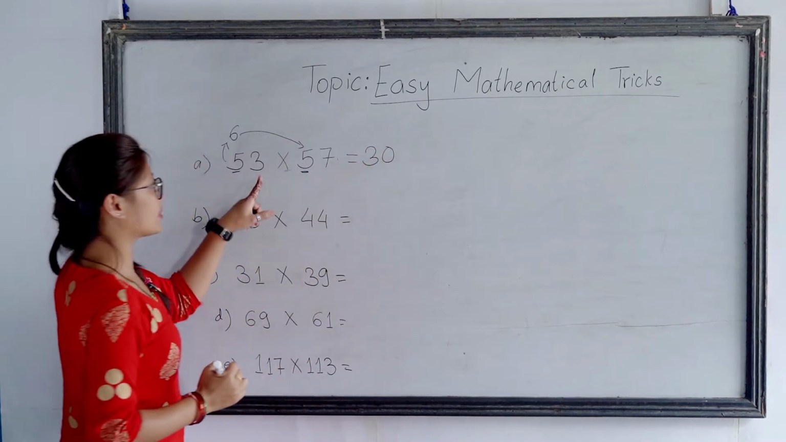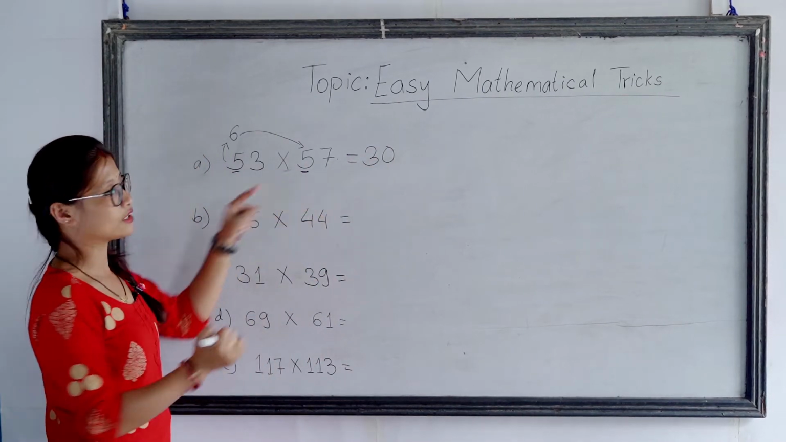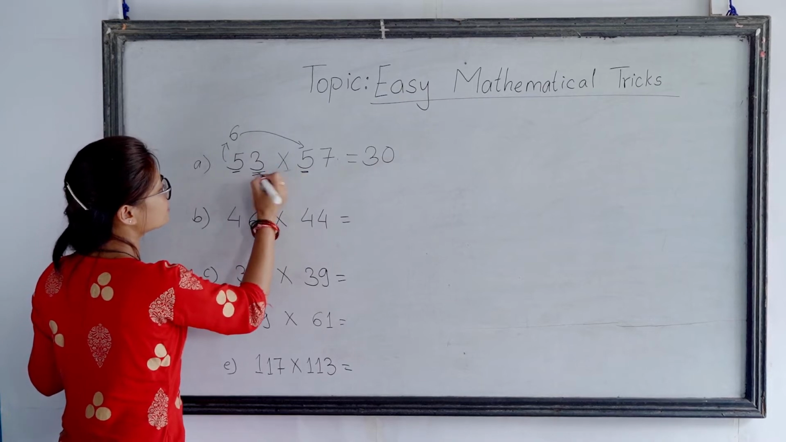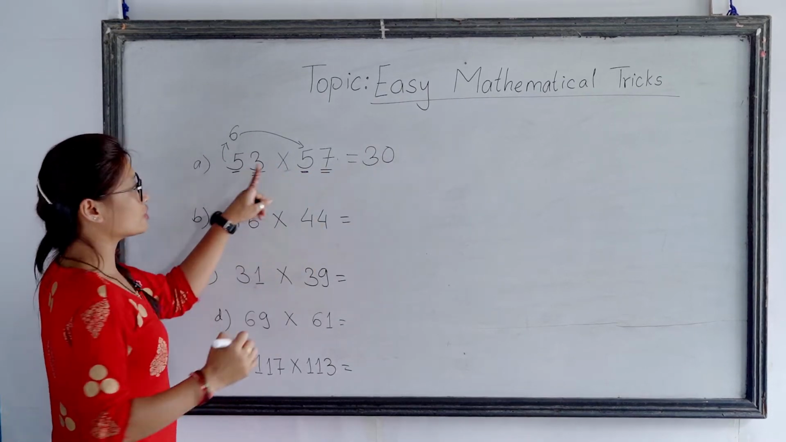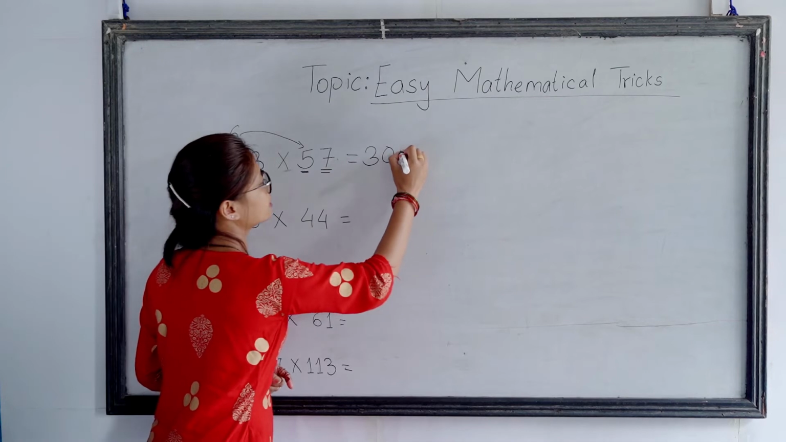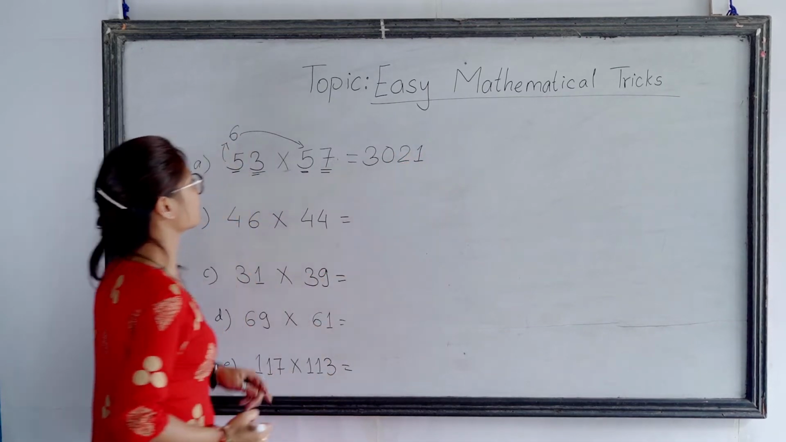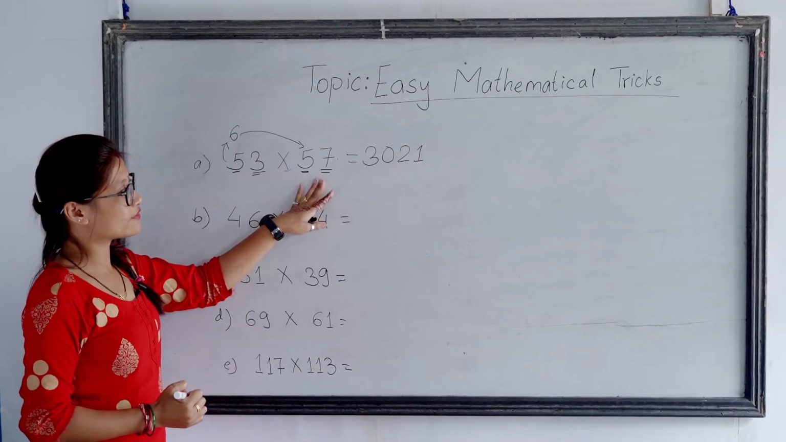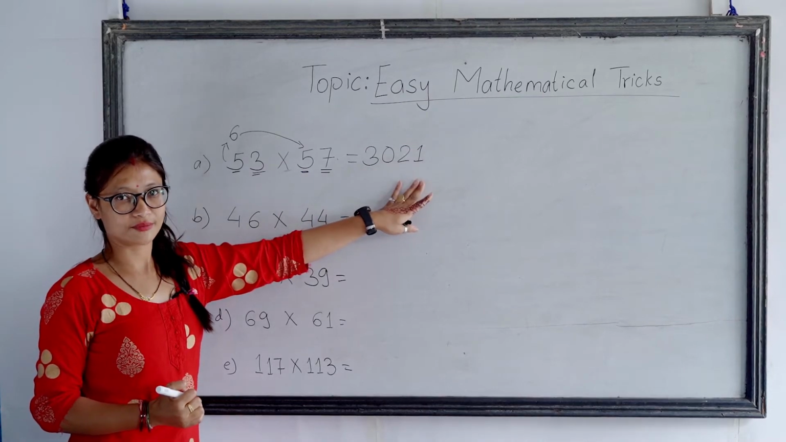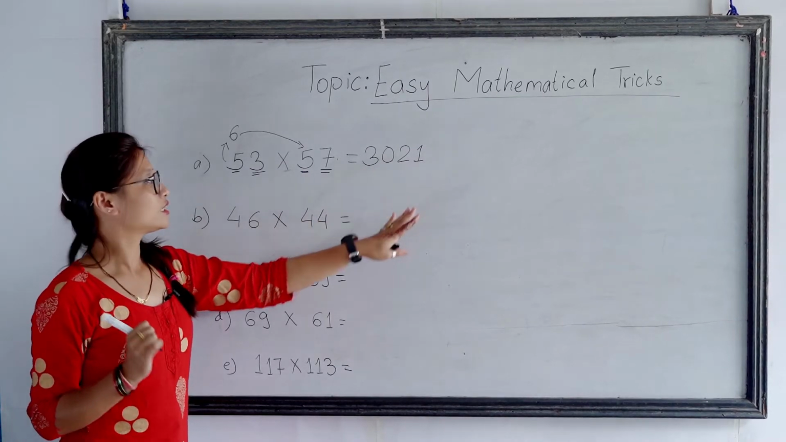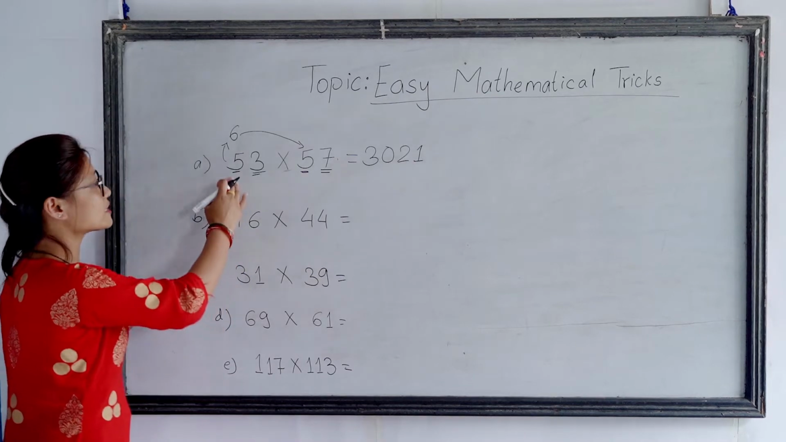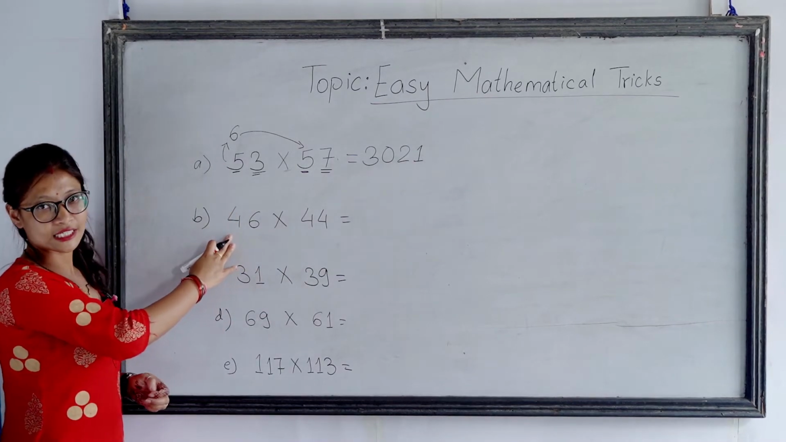Now the remaining numbers are 3 and 7. Now let's multiply this 3 with 7. 3 7s will be 21. So 53 times 57 is 3021. Understood students? Okay, now in the same way, let's do the next example.